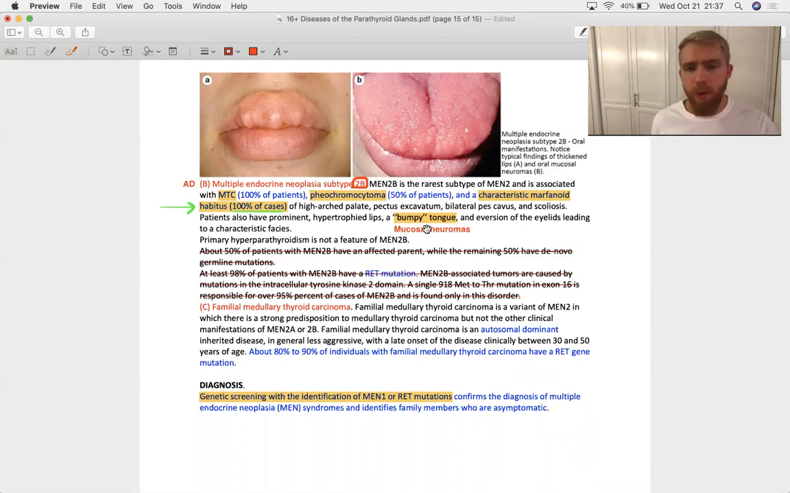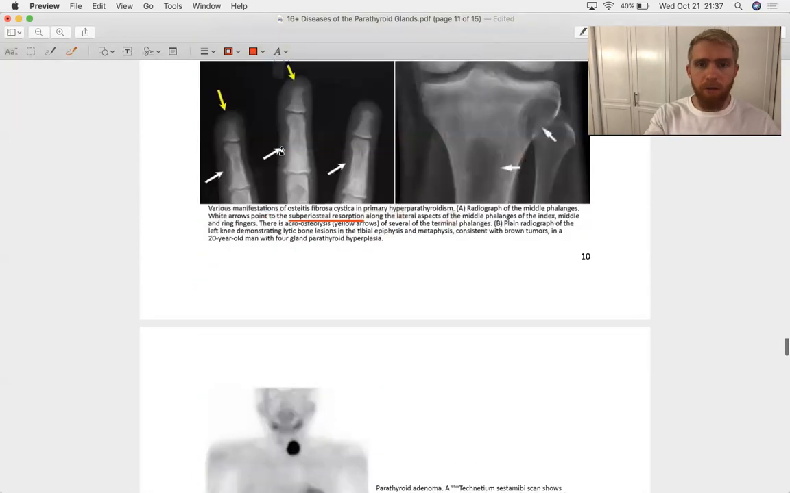Also, patients are going to have mucosal neuromas, which present as bumps on the oral mucosa, so the lips and the tongue and the inside of the cheeks, but possibly even the GI mucosa if you were to do an EGD on these patients. That's about all this SDL's got.